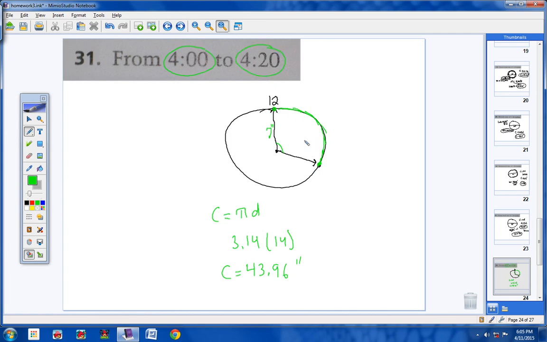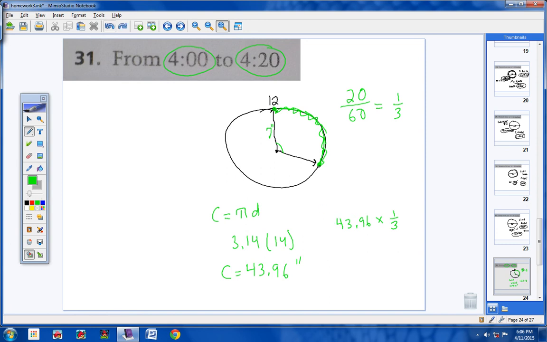How many minutes are in a circle? Or how many minutes are in an hour? 60. So if this minute hand right here were to travel all the way back to here, it'd be 60 minutes. But this minute hand only traveled 20 minutes. So it traveled 20 out of 60. Reduce that and you get 1/3. So this arc length from here to here is 1/3 of the entire circumference. So take the circumference, 43.96, and multiply it by 1/3, or take 43.96 and divide it by 3. Either way, you'll get the same answer.